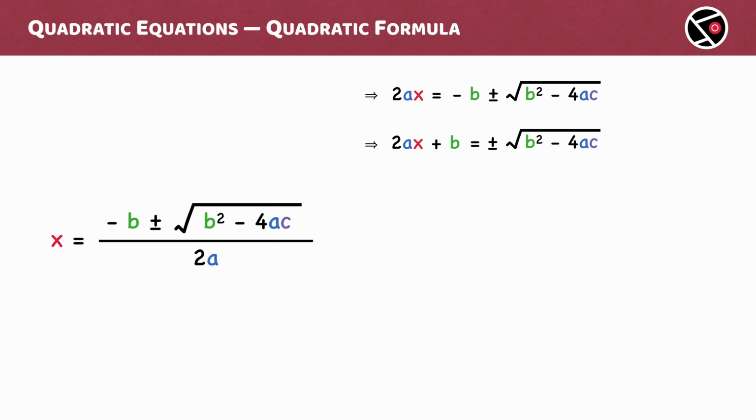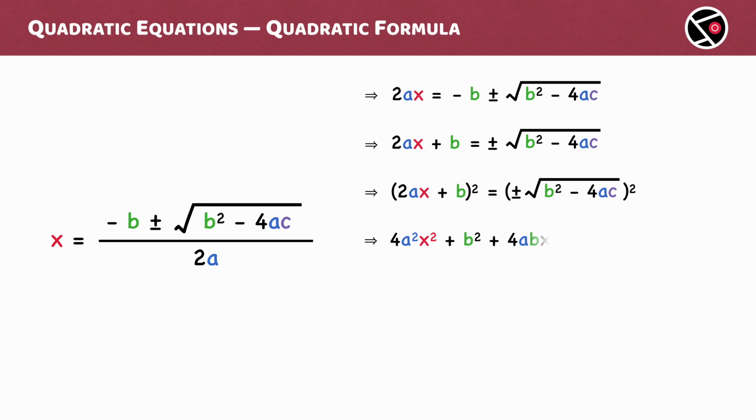Taking the square of both sides, 2ax plus b whole square equals plus minus square root b squared minus 4ac whole square. 4a squared x squared plus b squared plus 4abx equals b squared minus 4ac. Notice that the plus minus sign disappears on the right hand side. This is because the square of a positive number is positive, and the square of a negative number is also positive. Moving further, b squared on both sides cancel out.